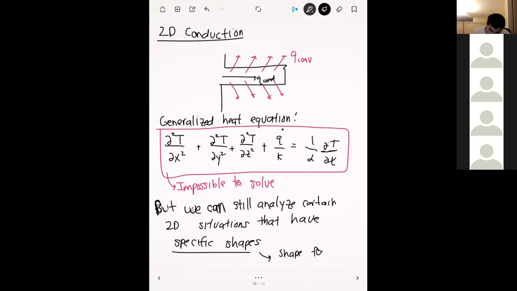Right? And what you'll see from the shape factors is that the way that you use them is extremely similar to how we use our thermal circuits. Okay. And so if you understand thermal circuits, then shape factors will just be another step up from that. All right, any questions on any of this? Okay. All right, so the formula we have for shape factors is the following.